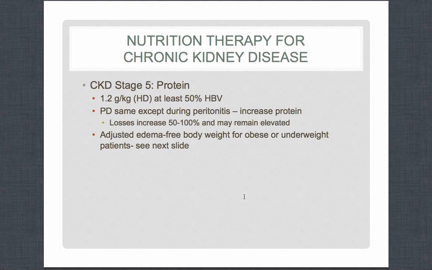Stage 5 chronic kidney disease for protein. The recommendations for hemodialysis are to increase to 1.5 grams per kilogram. For peritoneal dialysis, it's the same, except that if there is peritonitis, then protein requirements are increased because of the inflammation. So adjusted edema-free body weight for obese and underweight patients. This is where the previous slide, the slides are a little out of order, sorry about that, is where the adjusted body weight becomes important.